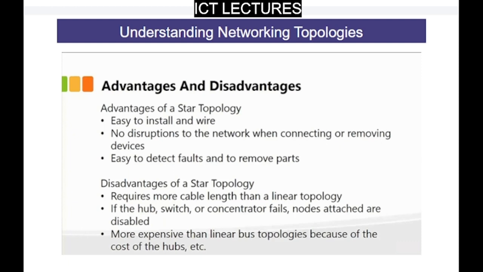So if something actually happens to that centralized device, nodes are disabled. It's also more expensive than linear bus topologies because of the cost of the extra peripheral devices such as hubs and switches. And we'll talk about hubs and switches later on in a different lesson, but here just understand the basic concept of and the advantages and disadvantages of the star topology.